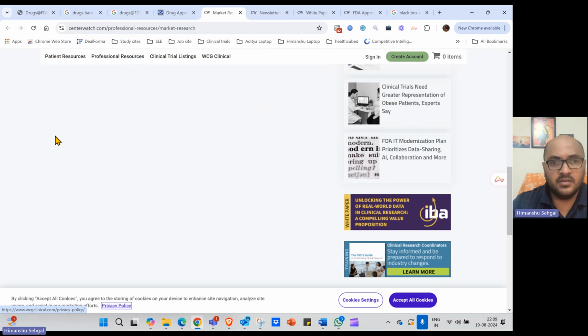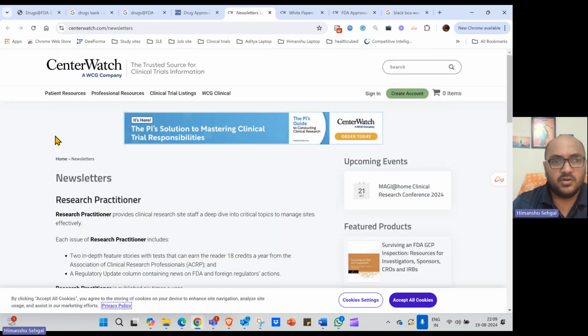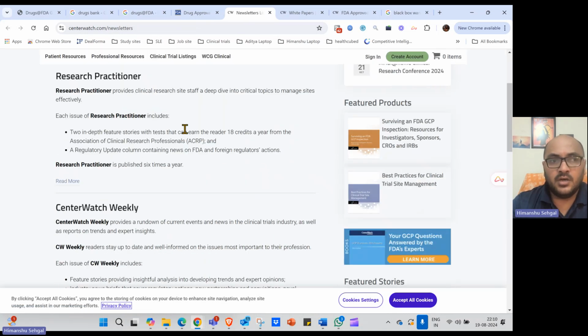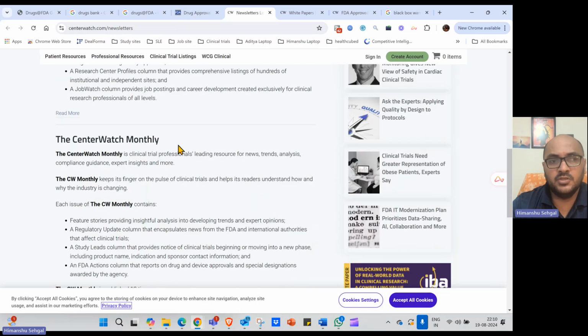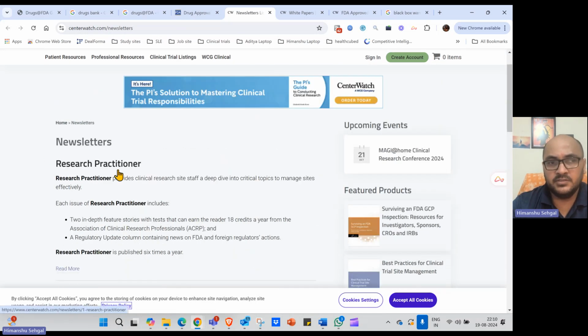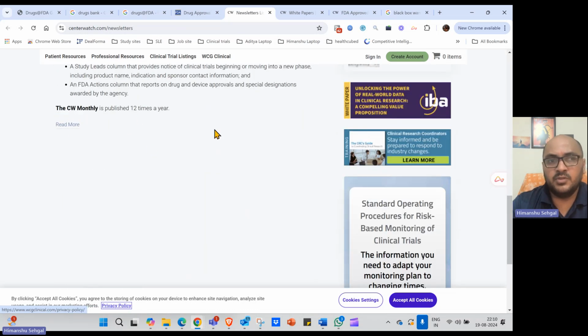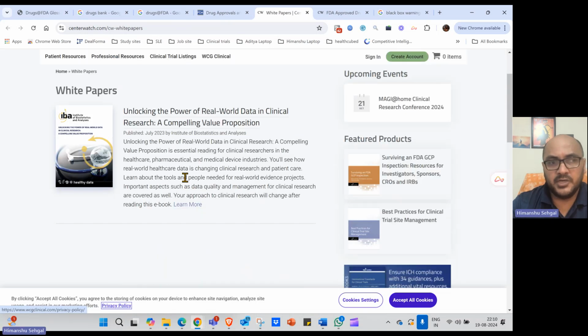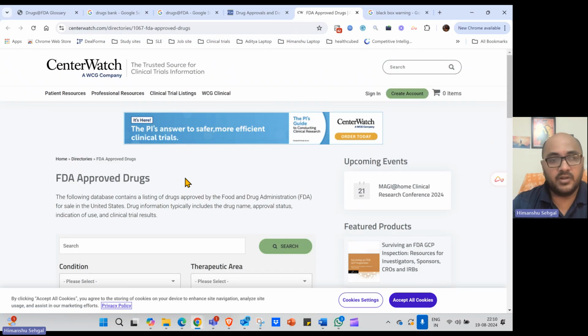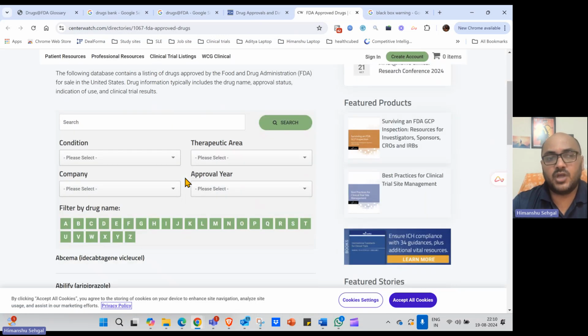because, 1 second. Okay, they have marketing services. No, we're not interested in that. Okay, newsletter. Yes, if you are a regular user or you want to see regular information, they have pretty good, decent newsletters, research practitioner weekly, monthly newsletter. So you can subscribe to them. Then they have white papers, pretty decent white papers. You can read from them and understand. They mostly specifically talk about real world studies and all. So yeah, this is something which I wanted to show you before I end this discussion and this video.